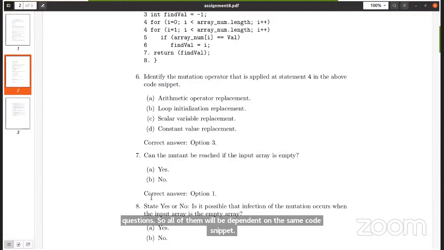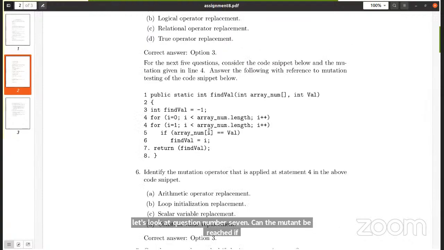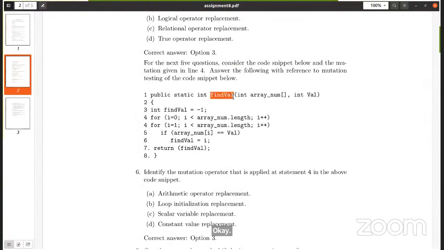So let's look at question number 7. Can the mutant be reached if the input array is empty? So suppose this array find val is empty, right? It has nothing. So mutant is where it does this initialization, right? I mean, the method name is find val. It also returns find val. I hope that's not confusing to you. After that, it just directly goes to the for loop, which contains the mutant. There is no other decision statements before this.